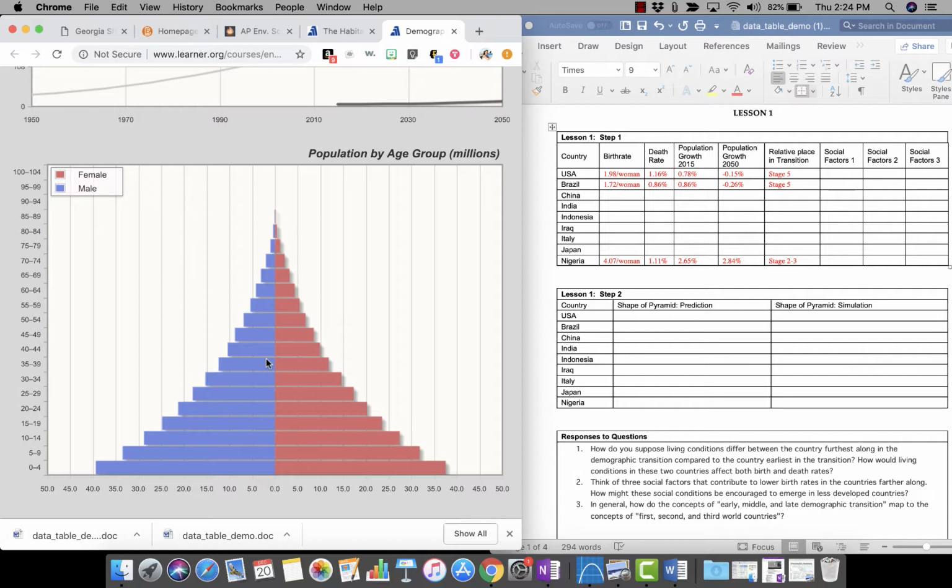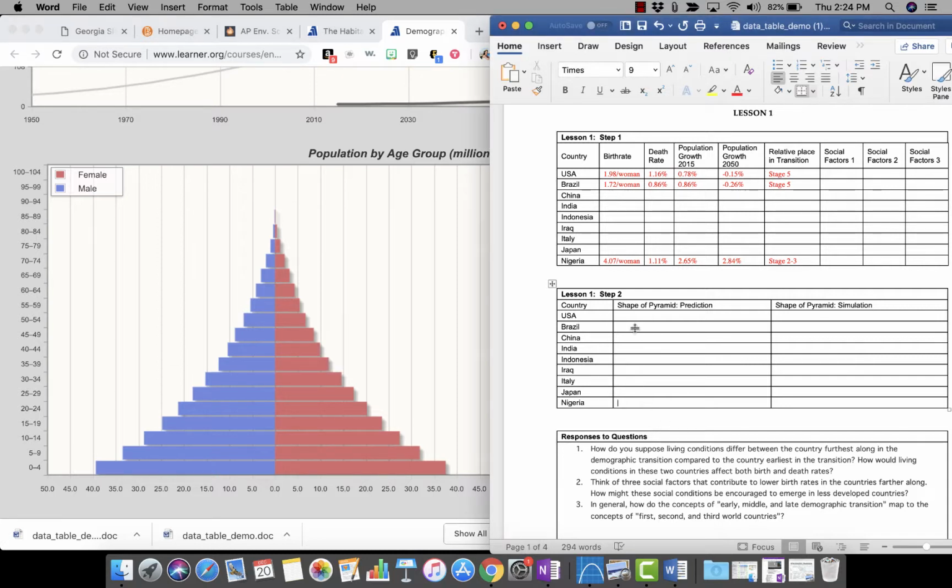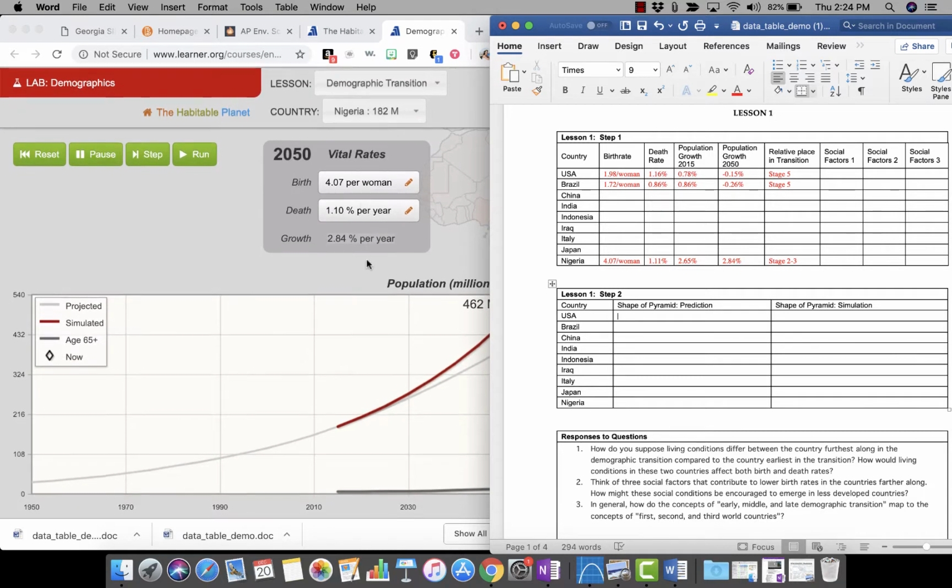So the shape of the pyramid. We're going to predict the shape. Okay, so you're going to do this, and then you can think about the shape of the pyramid. So the United States, the growth rate's going down. So I would say that the bottom is going to be skinnier than the top, okay, in 2050.